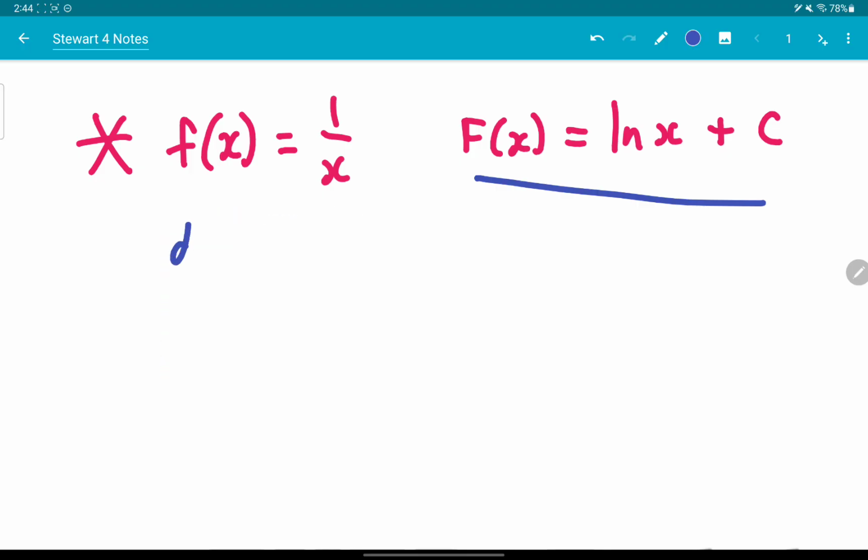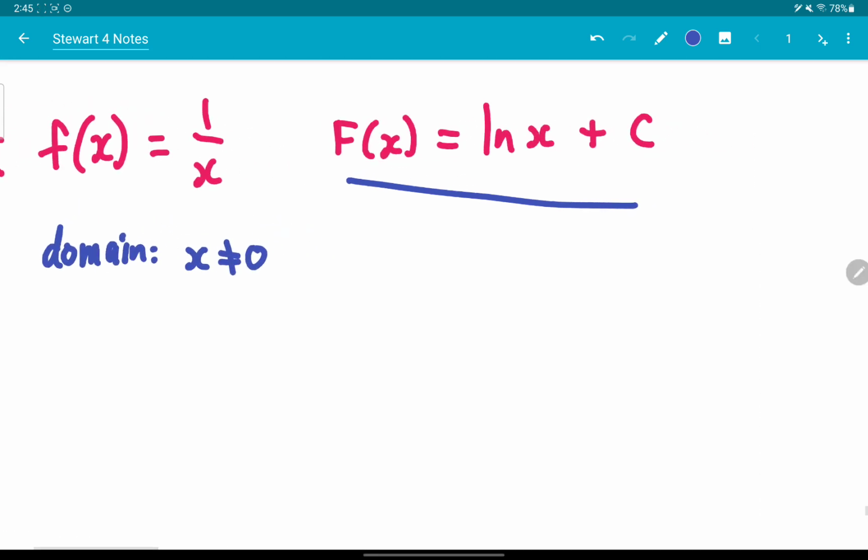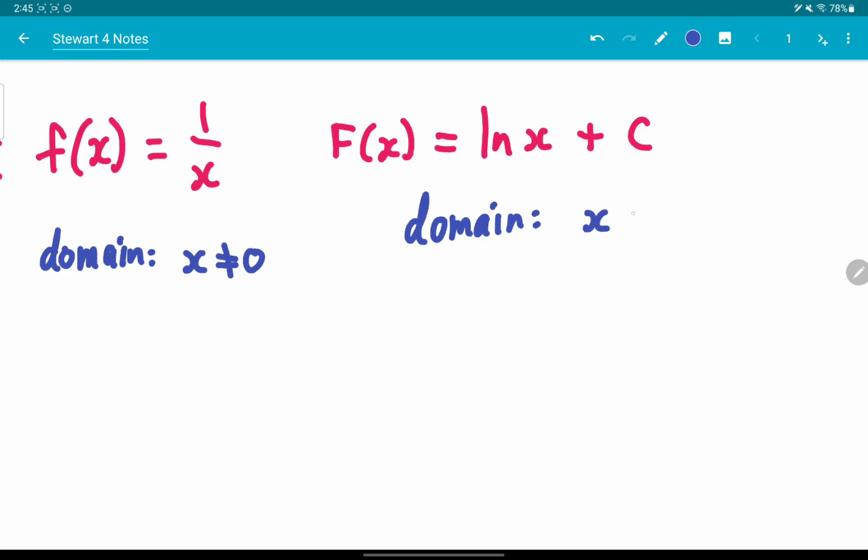Okay, here the domain is, let's do a colon instead, x not equal to 0. That's my domain there. Here, the log function can only accept x bigger than 0. That's a big difference between the two domains.